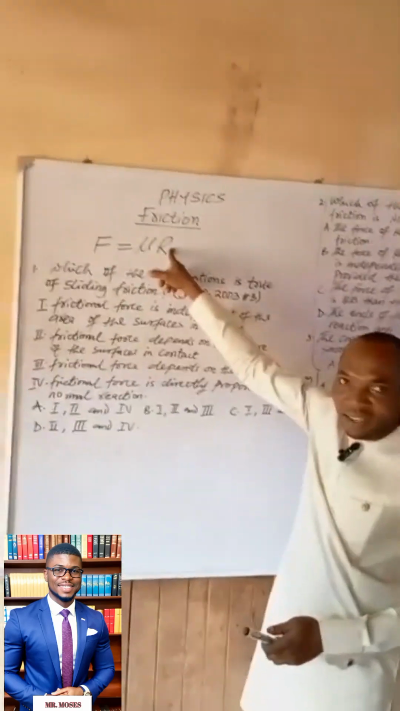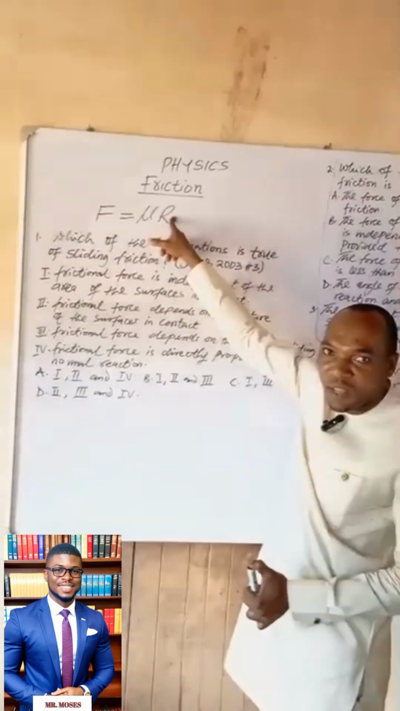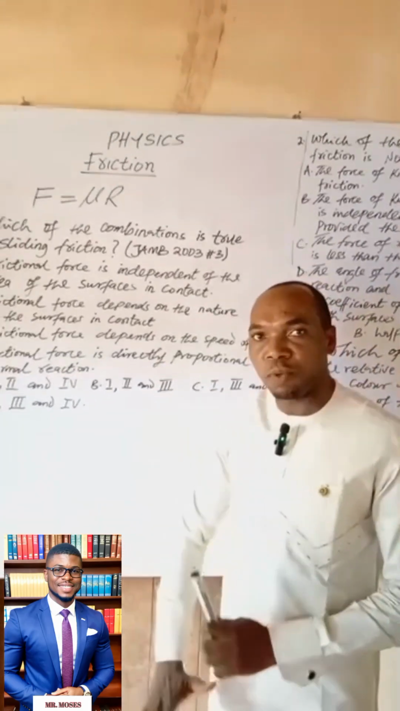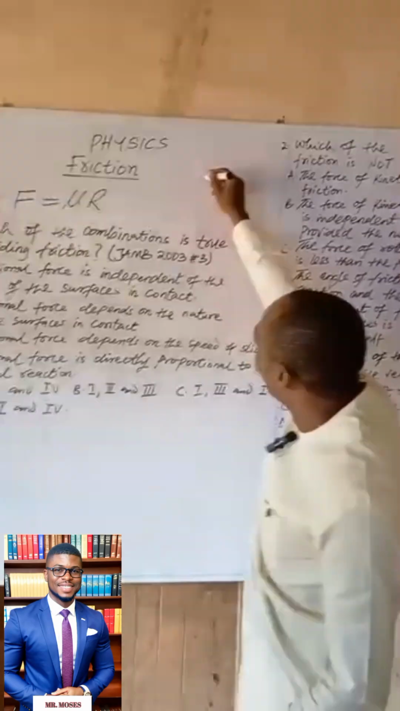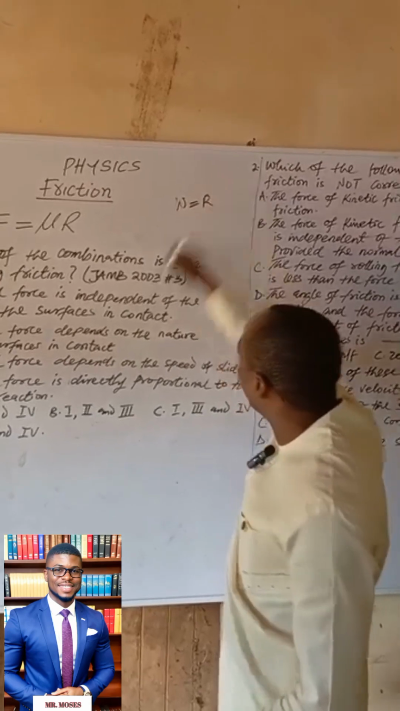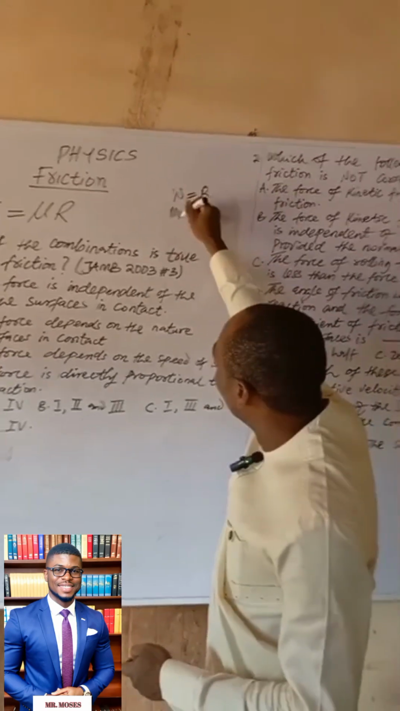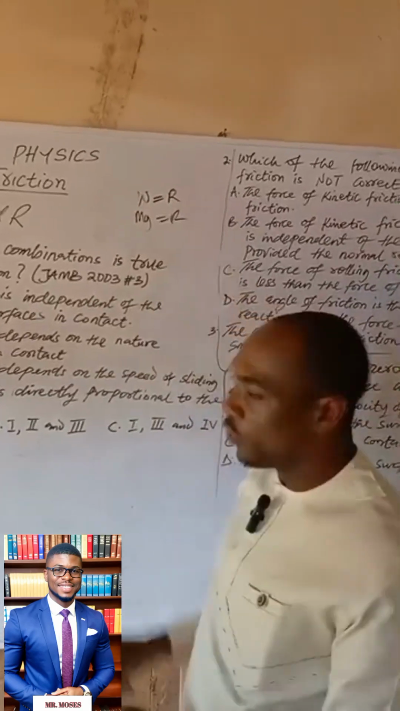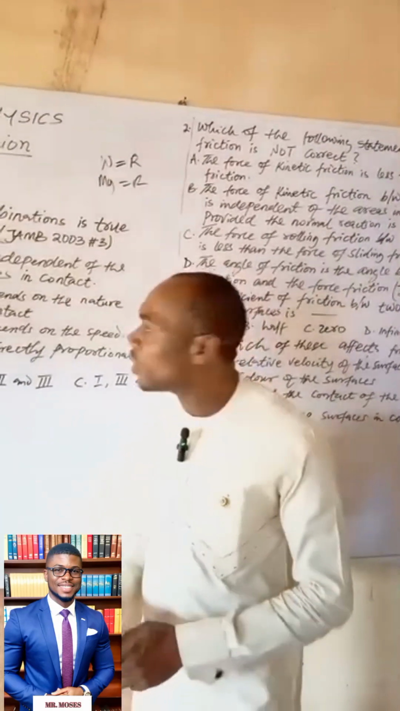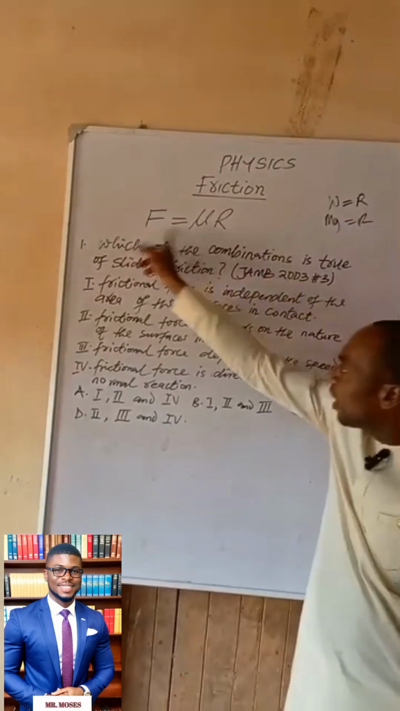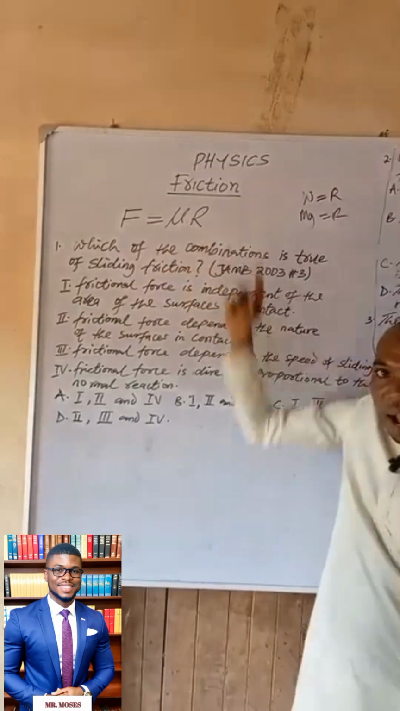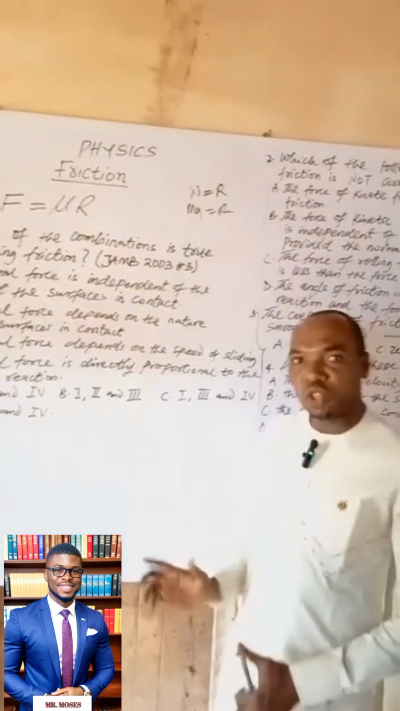Then this R is the normal reaction. The normal reaction is a vertical force that opposes the weight of the body. The normal reaction is equal and opposite to the weight. The weight is W, and that is the normal reaction. The weight itself is mass times the gravity. So that's just for the normal reaction. We will explain all these things when we are handling calculations. Now, we want to apply this simple formula in friction, F equals mu R, to answer JAMB questions on the topic friction.